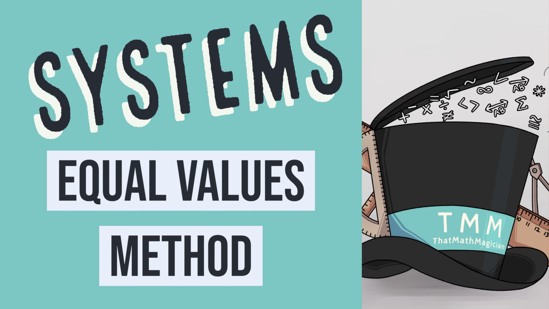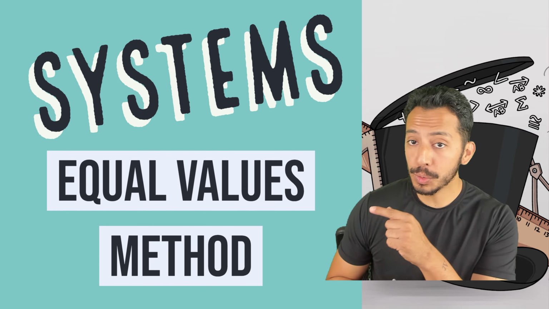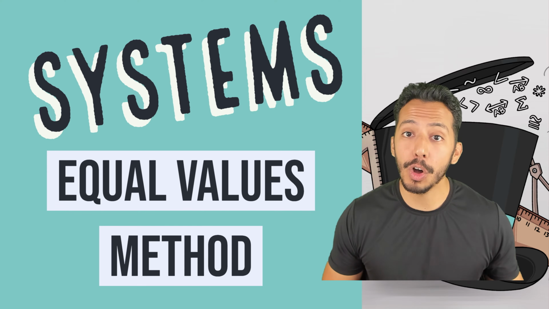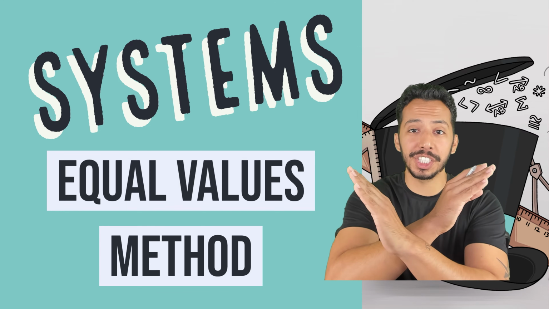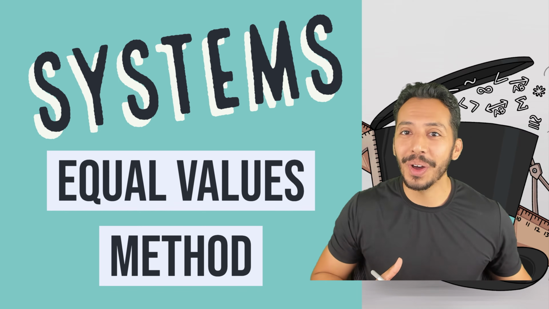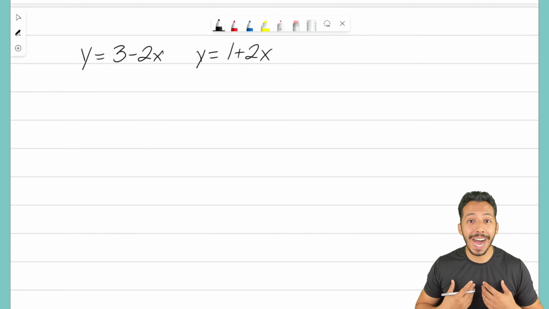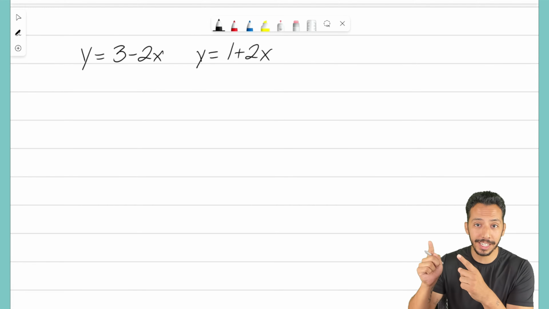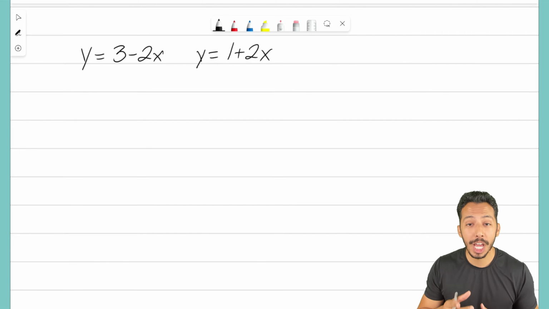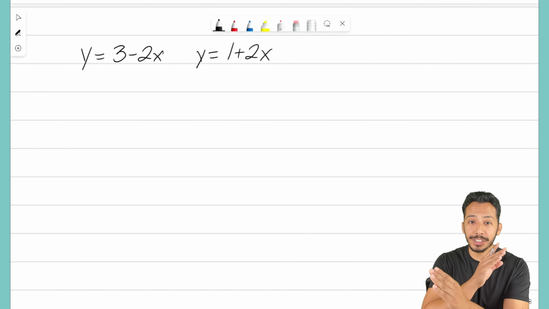In this video, we're going to take a look at systems of equations and see if we can use the equal values method to help us solve for the point of intersection of two lines. Let's jump right into this example problem. We have two equations representing two lines, and we want to see where those lines intersect.